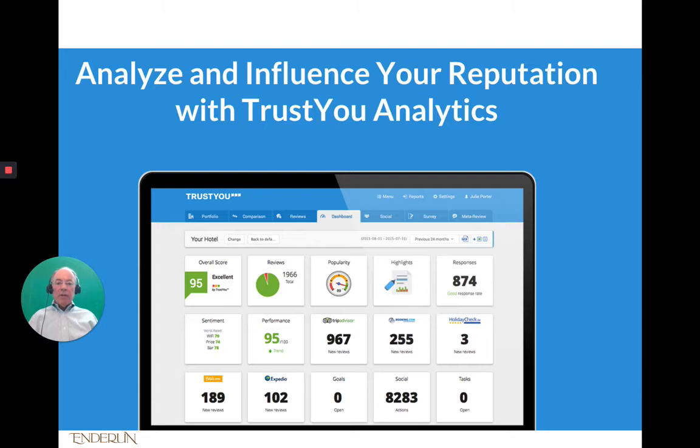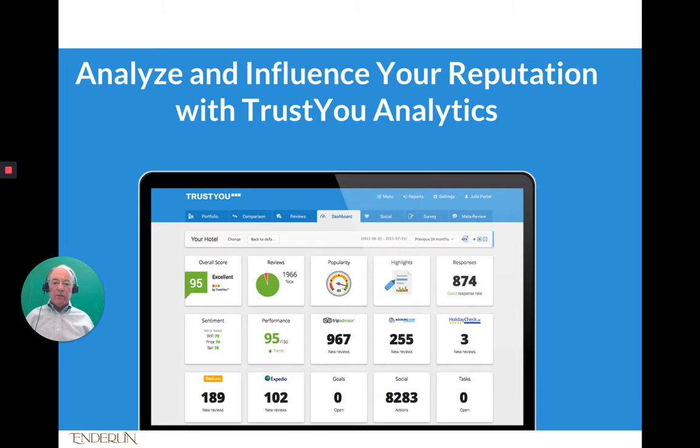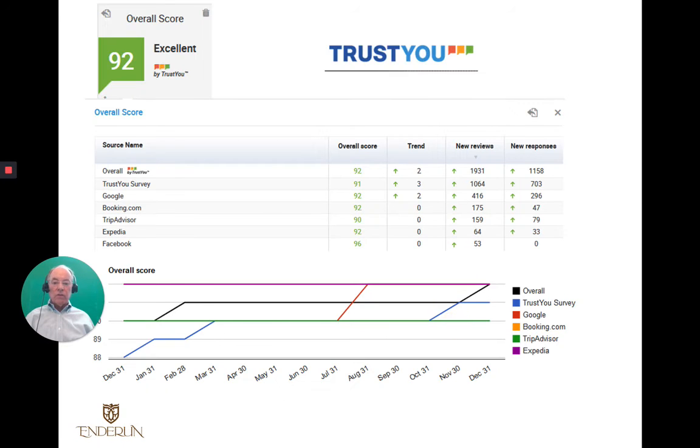This is an example of what your dashboard might look like in analyzing TrustYou analytics. You can see here the excellence overall score, all this information, all these categories and so on. A great deal of data. Essentially, what you're seeing is a great deal of data to help you, as a particular hotel operation, and we're talking about hotels, to manage your customer service and your service quality.